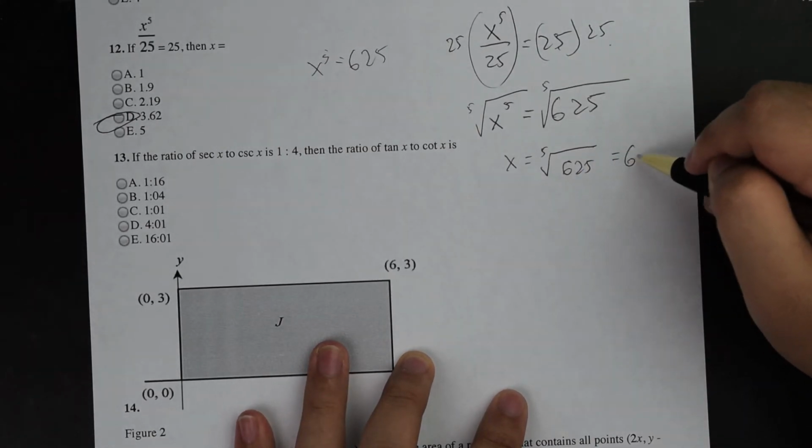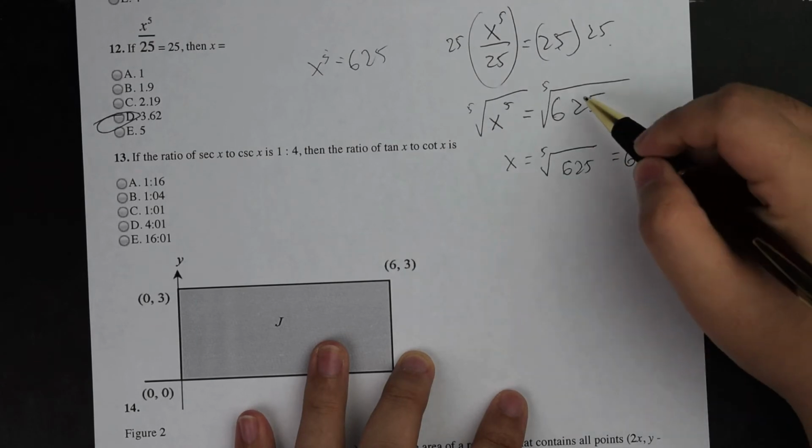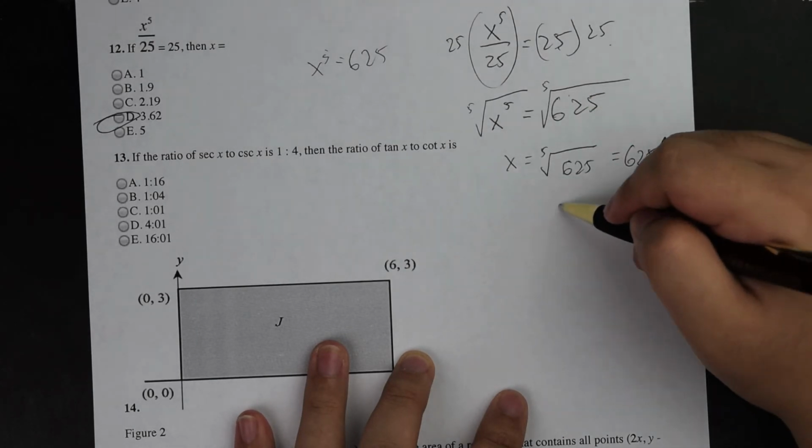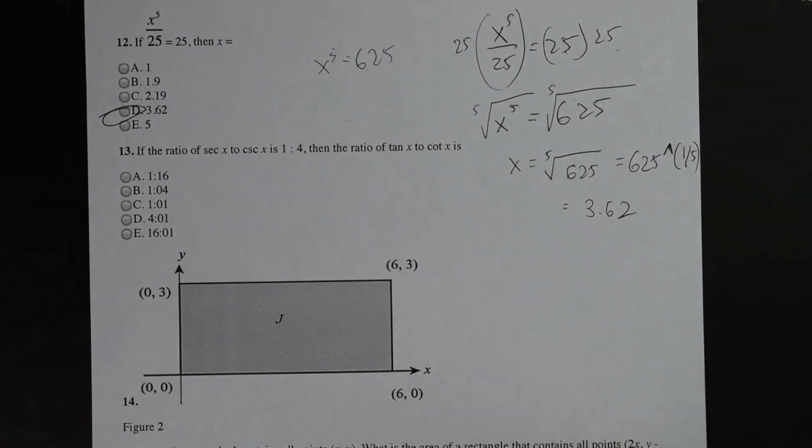Or on the calculator, you could write 625, this caret symbol, to 1 divided by 5, because that's equivalent to a fifth root. It's going to give you that answer of 3.62, what I just found on the calculator, which is why my final answer for this question will be D. And that does conclude my explanation for today.